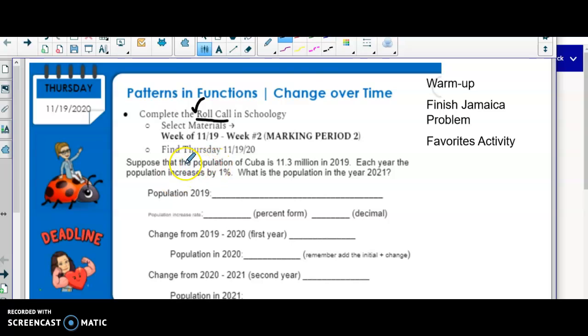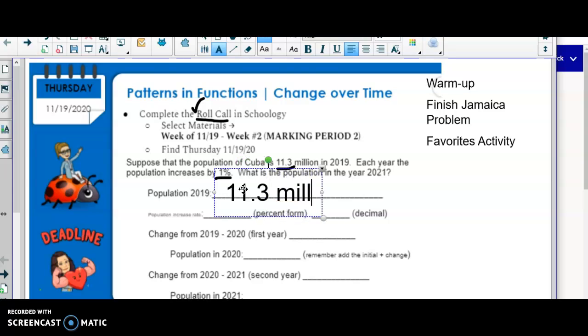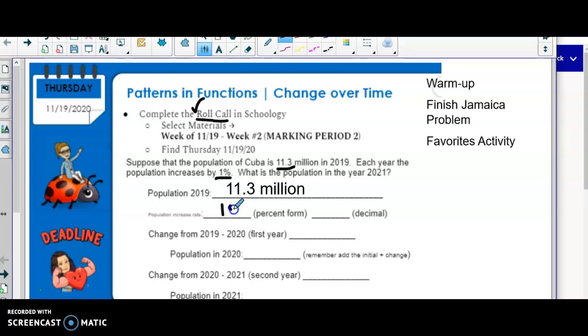Here we go. Suppose that the population of Cuba is 11.3 million in 2019. Each year the population increases by 1%. What is the population in the year 2021? Let's write down the facts that we know. The population in 2019 is 11.3 million. The rate at which it's increasing is 1%.